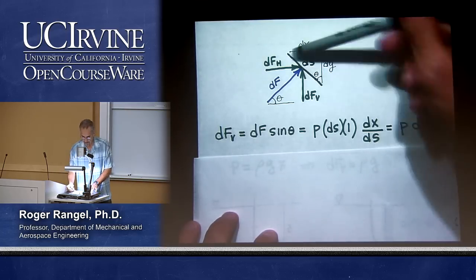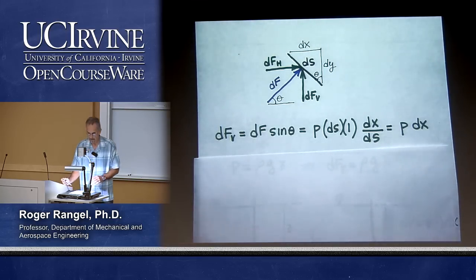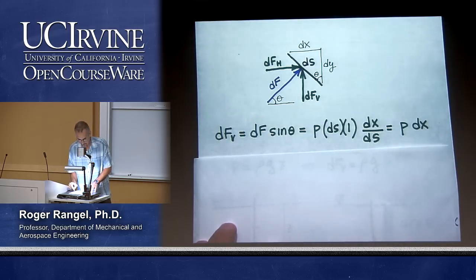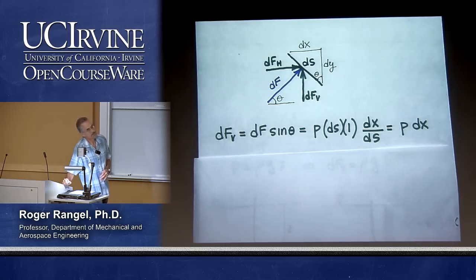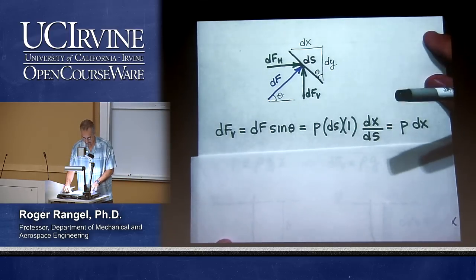And then the sine of theta from the black triangle is just dx divided by ds. What that does is that cancels the ds on both sides, and I am left with p dx. Times 1, of course, the unit width, but we don't need to keep dragging that along.